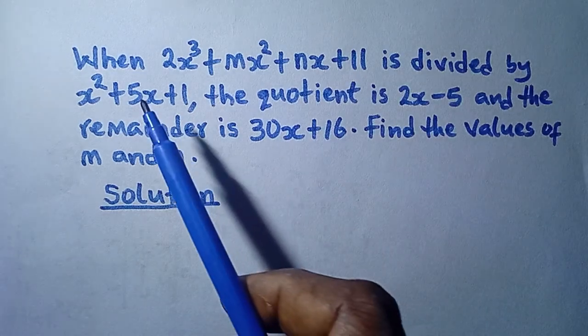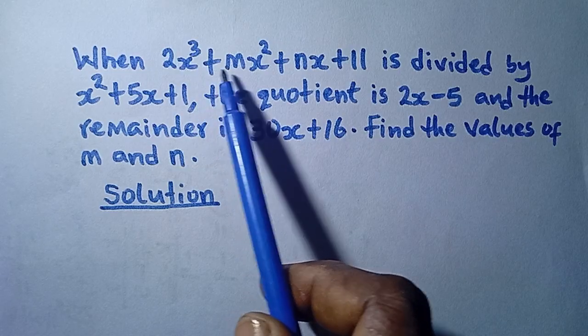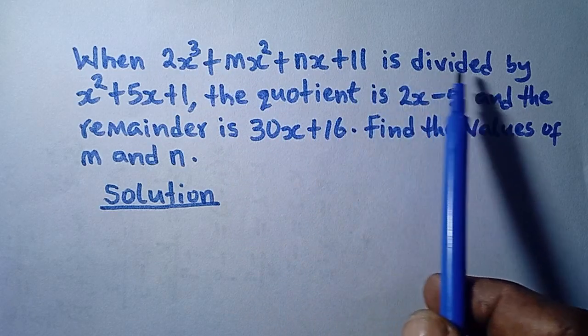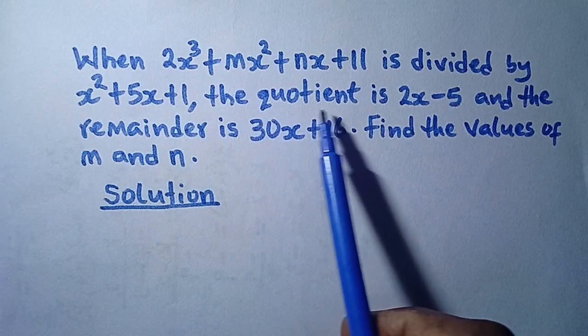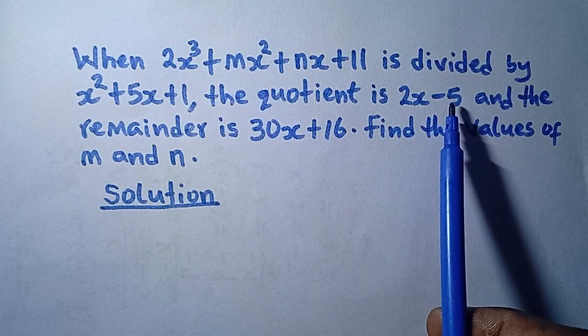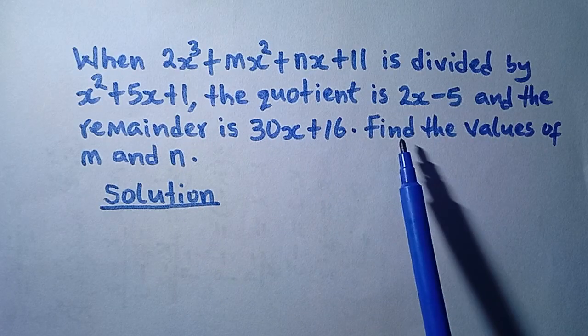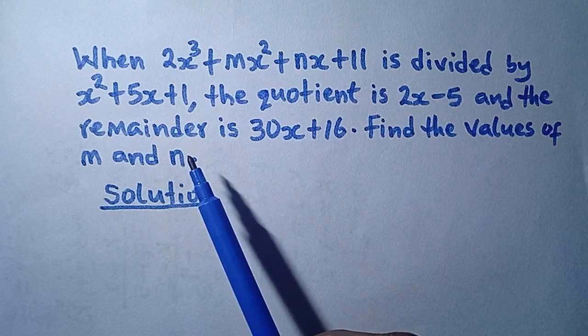All right, this question says when 2x raised to power 3 plus mx squared plus nx plus 11 is divided by x squared plus 5x plus 1, the quotient is 2x minus 5 and the remainder is 30x plus 16. We should find the values of m and n.